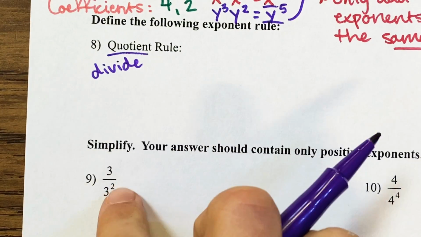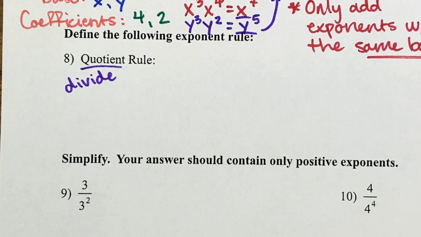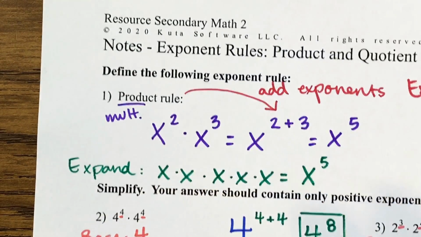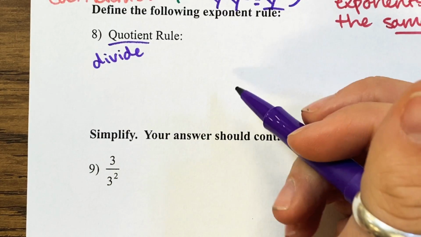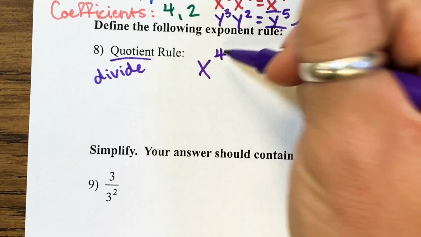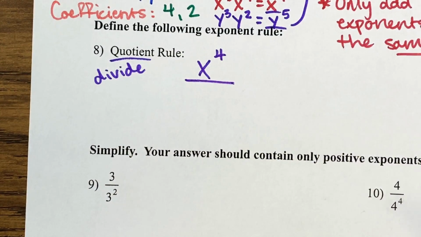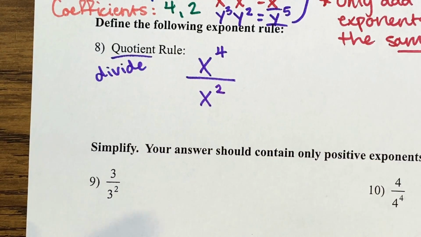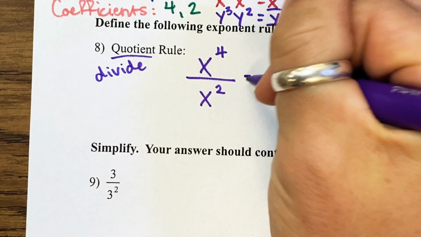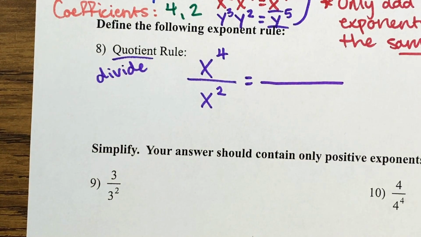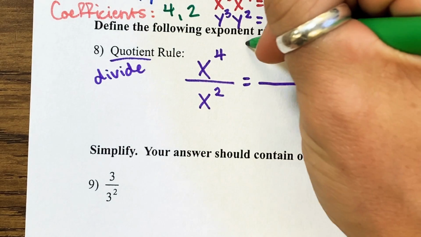Okay, we see that fraction, that always means divide. So just like we did up here, let's define it down here. Let's say, for example, we have X to the 4th, divided by another exponent, X to the 2nd, X squared. Well, now what I want you guys to do is expand them, just like we did under product rule.